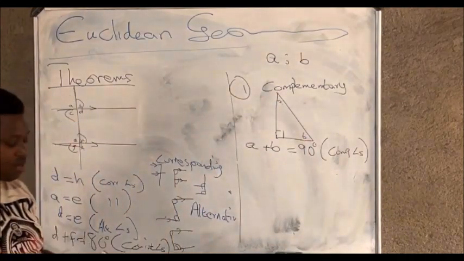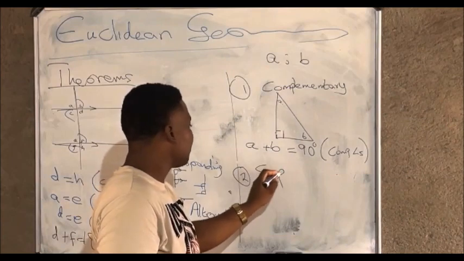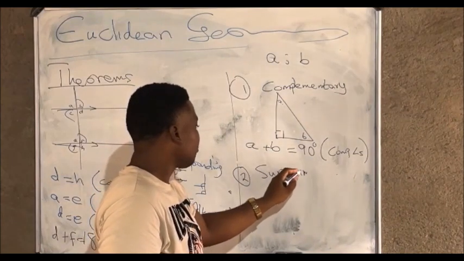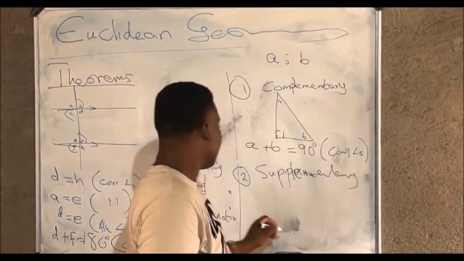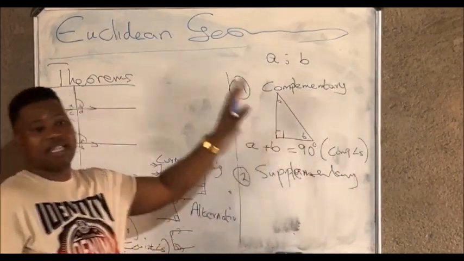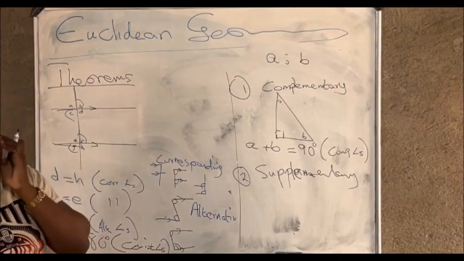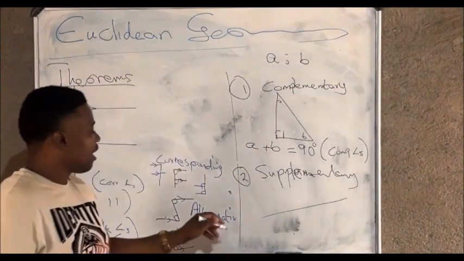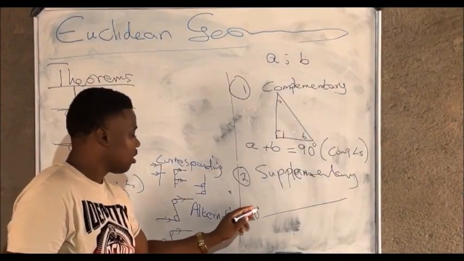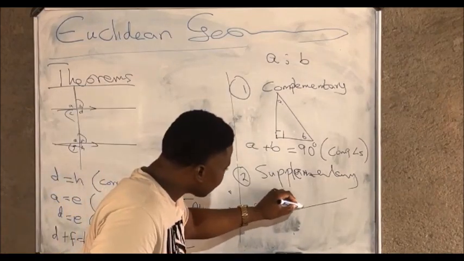Good. Number two, we have supplementary angles. Supplementary angles add up to 180. These two angles are not in a triangle. We have a straight line. Remember, the angle on a straight line is 180.